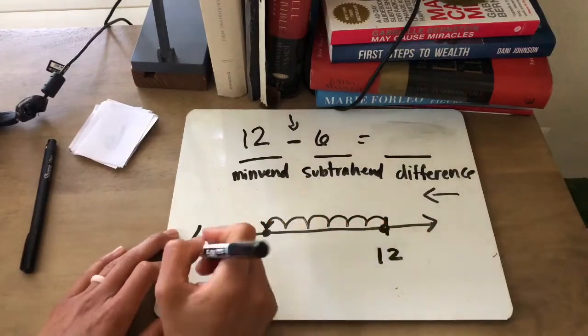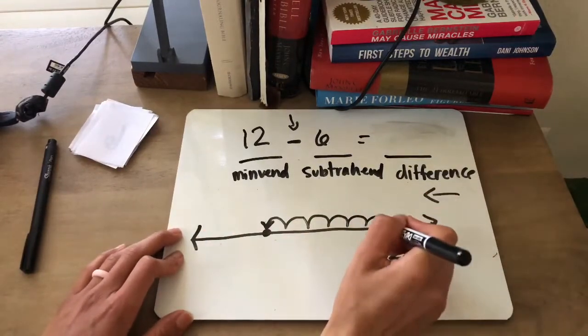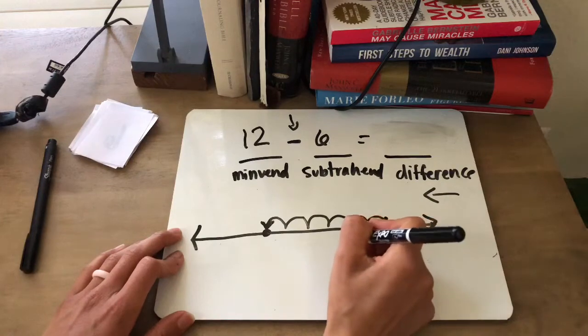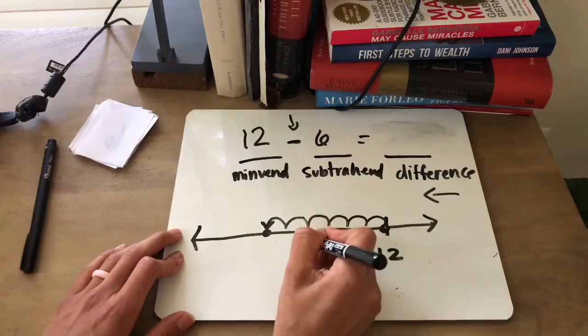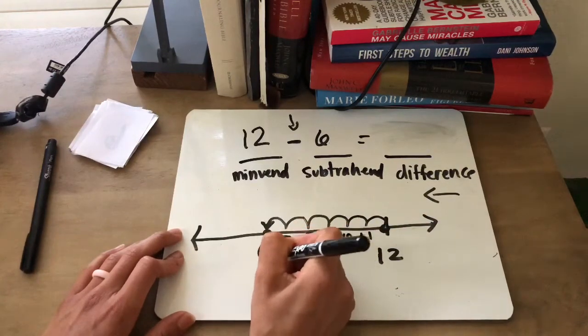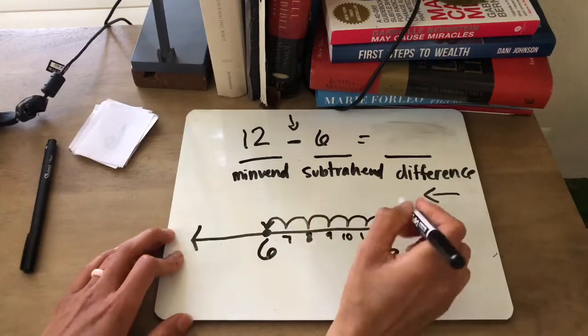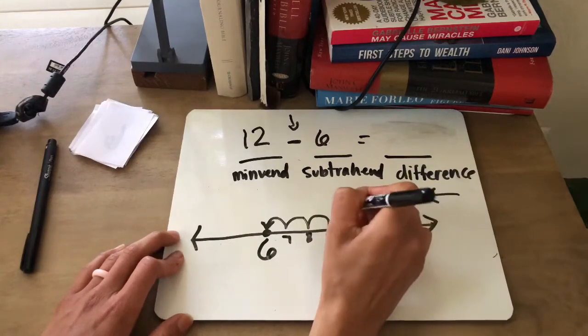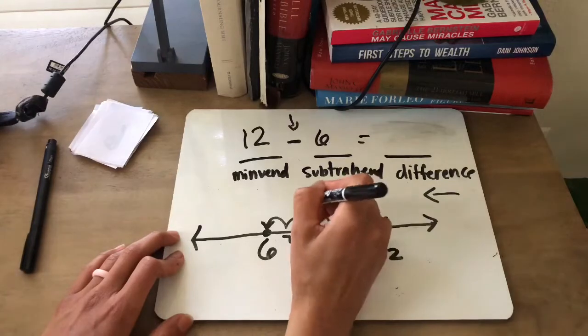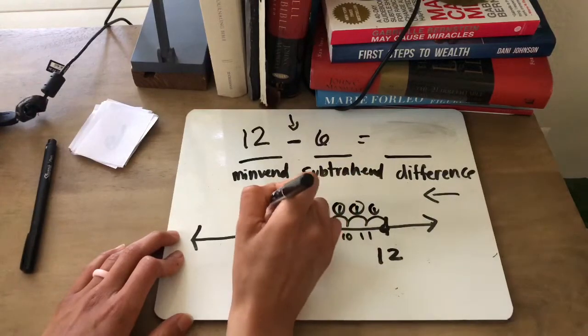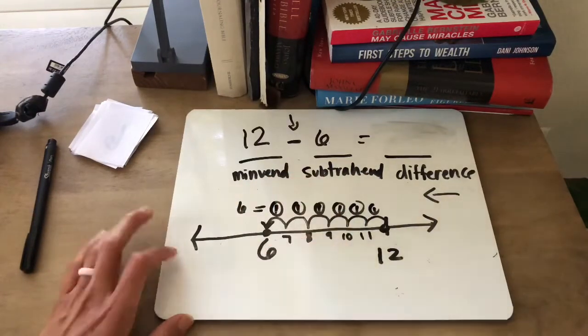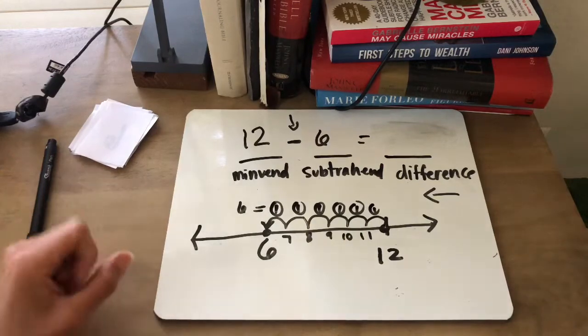So I need to jump backwards. 12, 11, 10, 9, 8, 7, and 6. I get to 6. So 12 minus 6 equals 6. All right, so that's the second way.